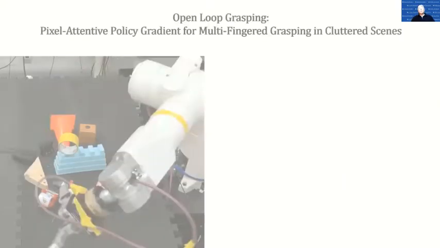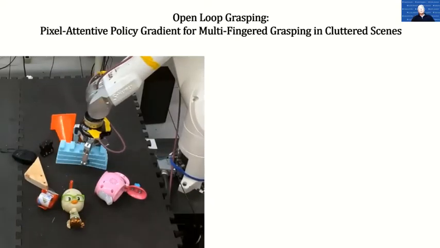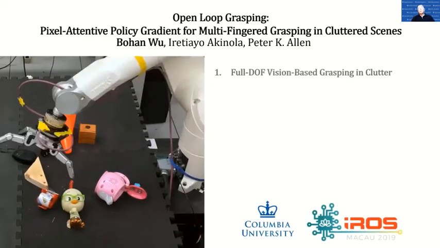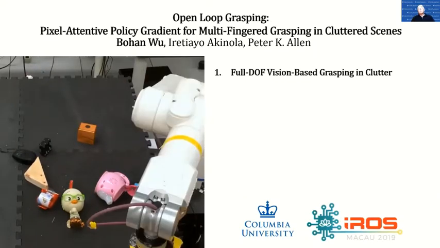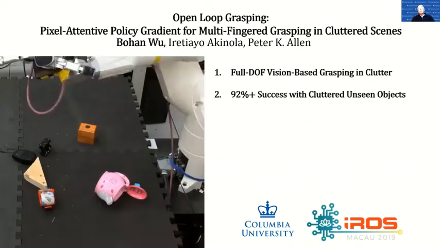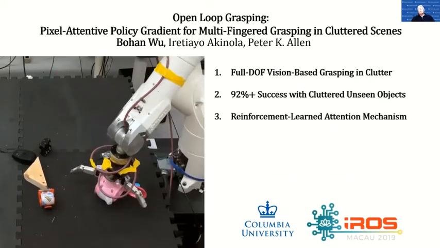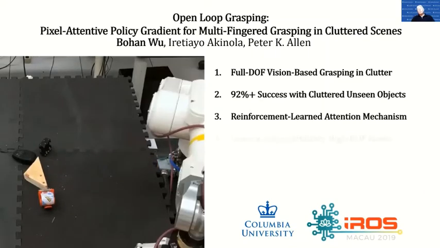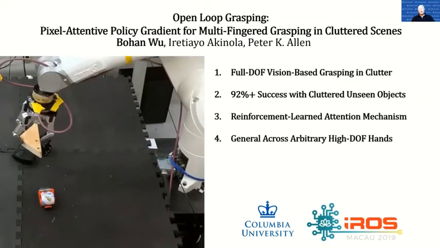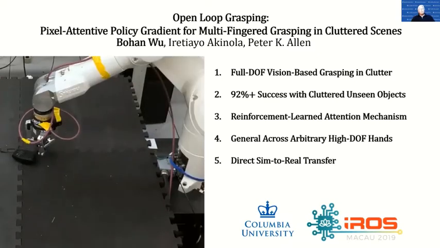So let's talk first of all about open loop grasping, which is the most common kind of grasping. Works pretty well. We did a system recently, has full degree of freedom vision grasping in clutter, 92% success rate with cluttered unseen objects. Uses reinforcement learning. It's general across arbitrary high degree freedom hands. It's direct sim to real transfer. Works pretty well.